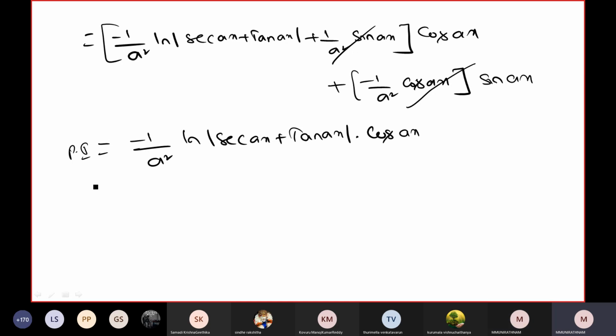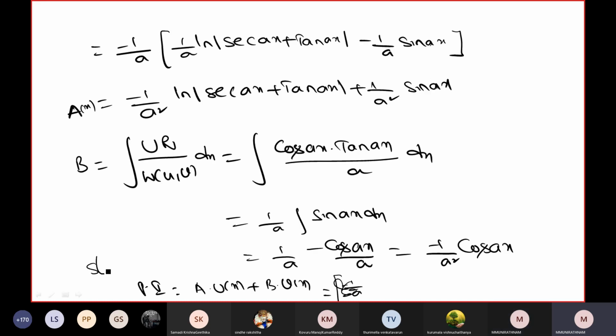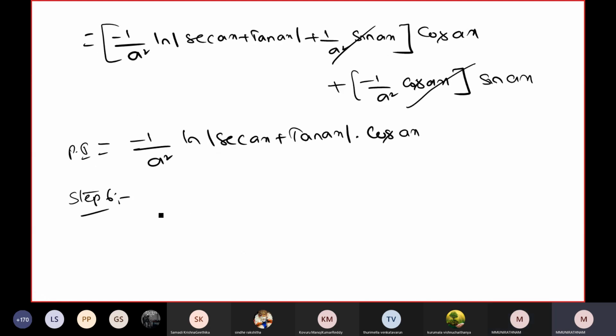So step 5 is this, step 6. This is my step 5, by replacing the A, B values. Okay. Step 6 is the general solution, y equal to CF plus PI. Write what CF is, write what PI is.